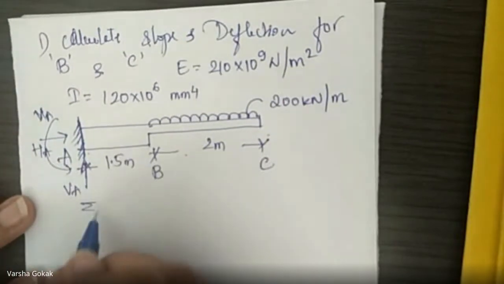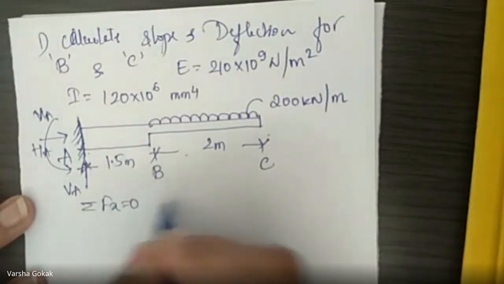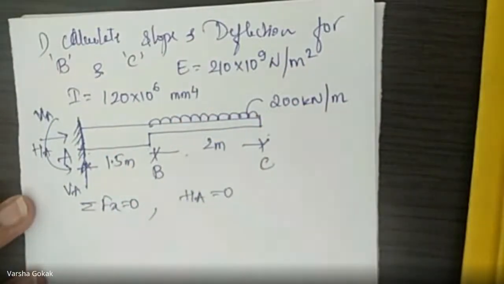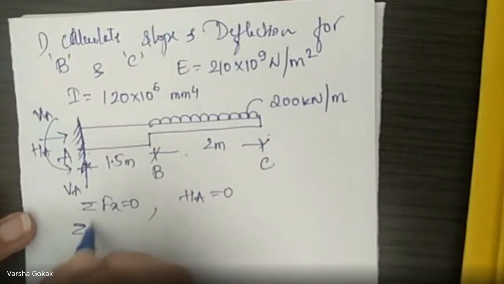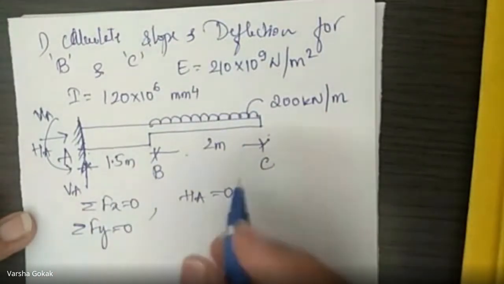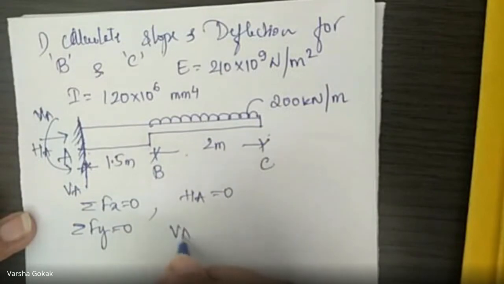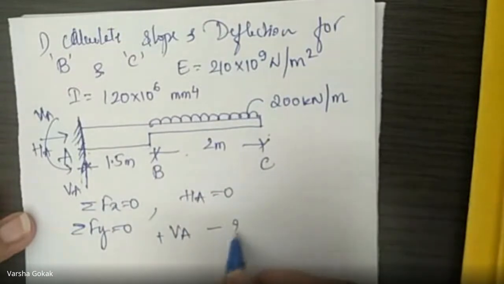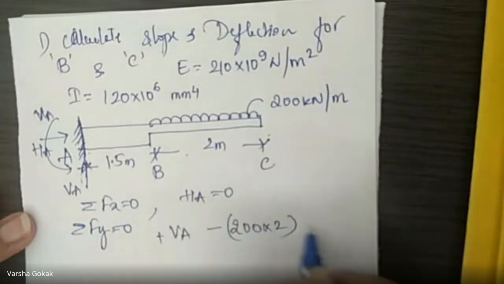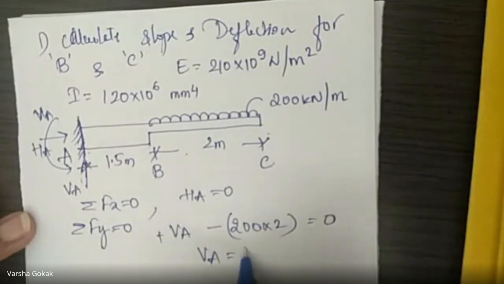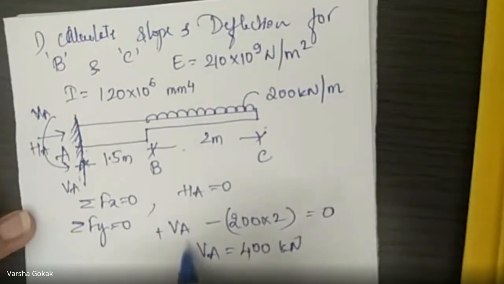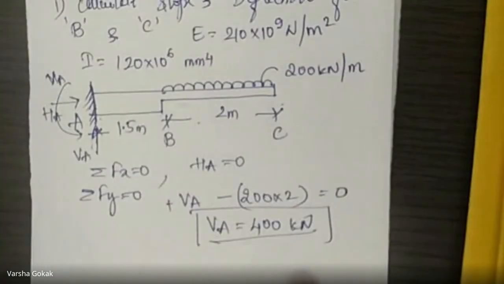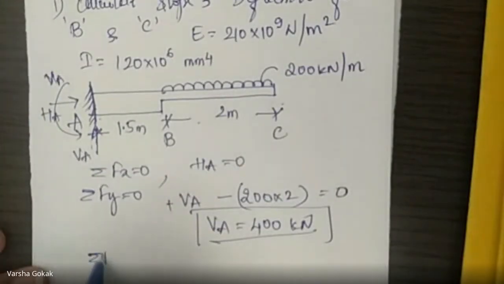So when I want to find, I take summation Fx equal to 0, or summation FH equal to 0. There is no other horizontal force. So HA becomes equal to 0. Then we will take summation Fy equal to 0. What vertical forces are there? VA minus 200 into 2, right? So 200 into 2, that is 400, equal to 0. So what is the value of VA? It is 400 kilonewtons, right? So this is VA.